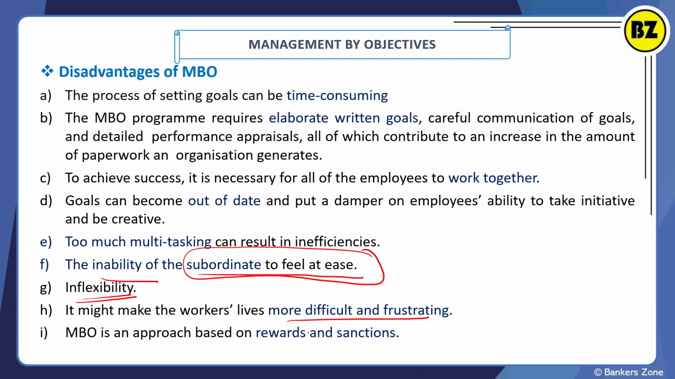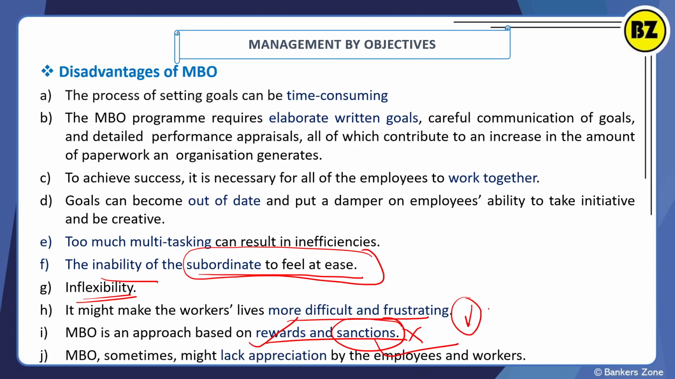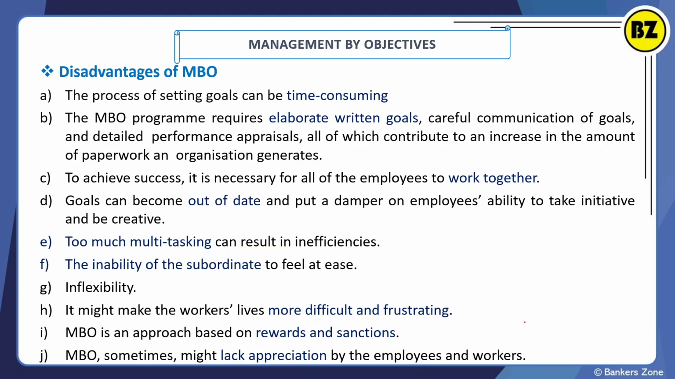MBO is an approach based on rewards and sanctions. Means what? If you do good work, you will get the reward. If you are not doing the work as per the MBO, not setting the target, not fulfilling the target, then you will be sanctioned. Means you will get less than whatever you are getting, that will be cut down, sanctions, restrictions basically, right? So these are the disadvantages. Apart from that, MBO sometimes might lack appreciation by the employee. So there is a lack of appreciation, it may happen in case of the MBO. So these are basically the disadvantages of the MBO process.